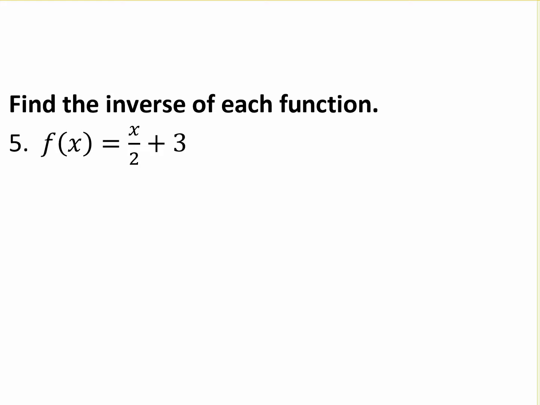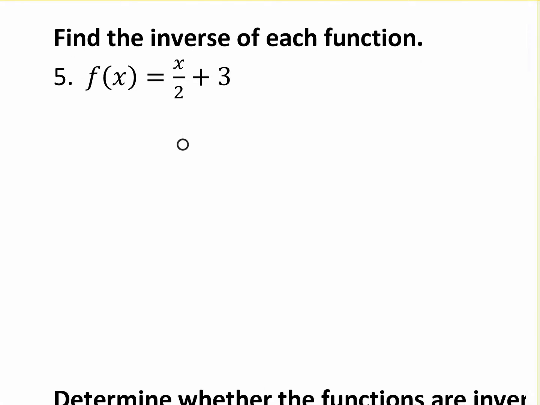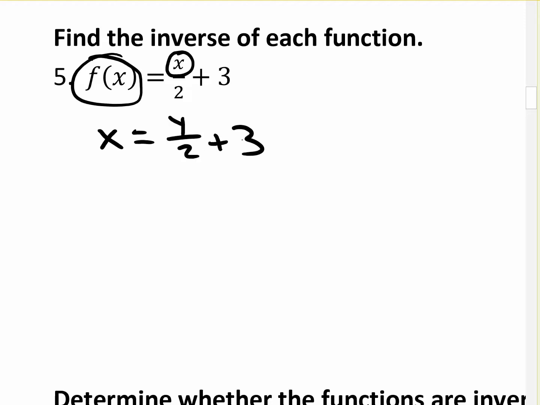Find the inverse. This is like that day in class where I said finding the inverse is like turning a sock inside out. Let's turn the function inside out. First you switch x and y, and the f of x, that's the y, remember? So I switch these. Instead of y equals x over 2 plus 3, it's x equals y over 2 plus 3. The main thing is the x moves. And instead of f of x, we write y.